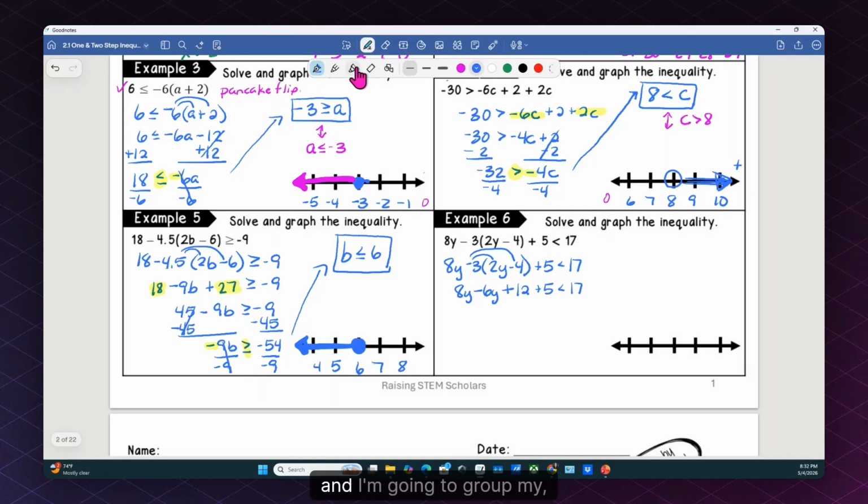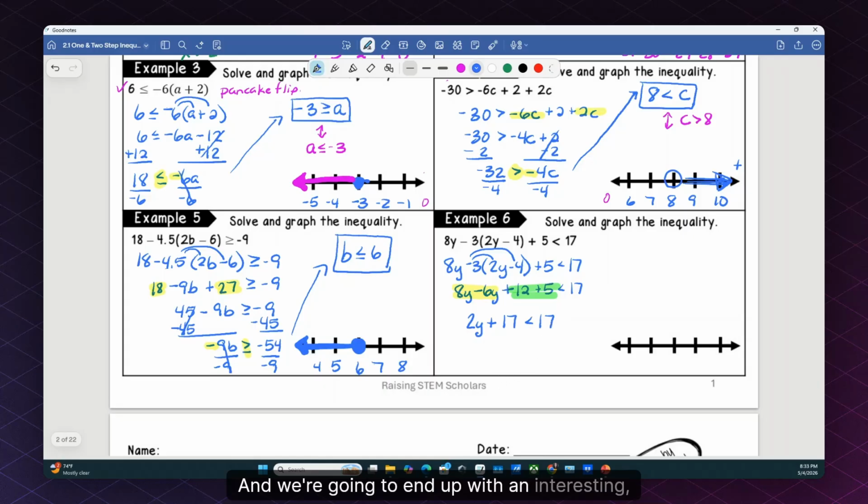I'm going to look at this and I'm going to group my like terms. I can see I have several things over here, so I know that I need to group them together. My y's, I can group together. My numbers without a y, I can group those together. And so that's what I'm going to do. 8y minus 6y is going to give me 2y plus 12 plus 5 is 17.